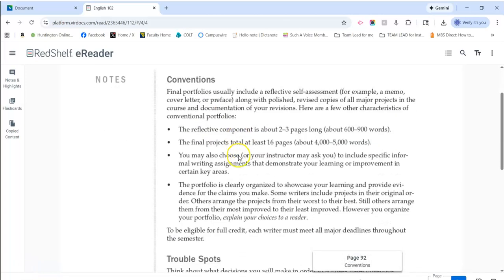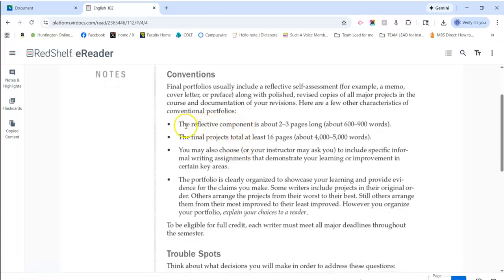C, the conventions are basically these items. The reflective component is a 2 to 3 page long. Again, I don't go by word counts, so just make sure it's 2 to 3 pages long. Memo, where you will reflect on and talk about your progress throughout the whole semester. And again, you'll see a lot more about this in the guide. Okay. The final project will total at least 16 pages.